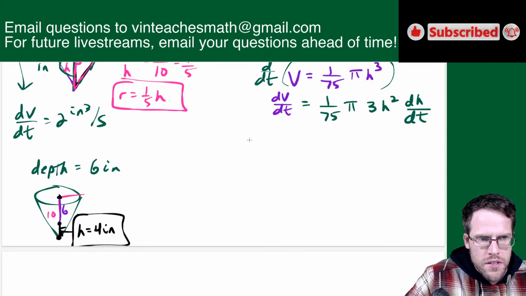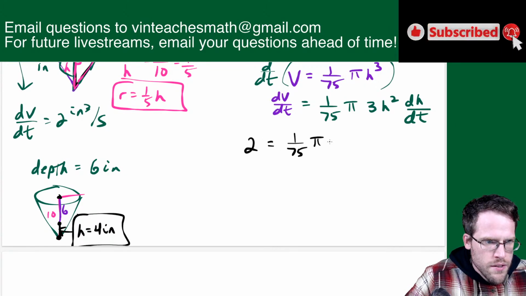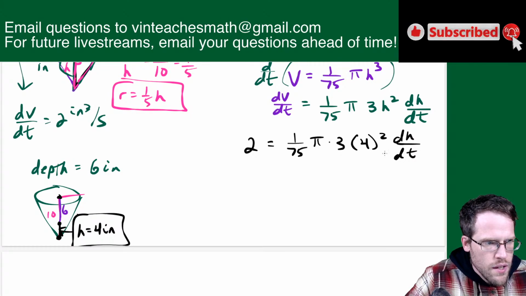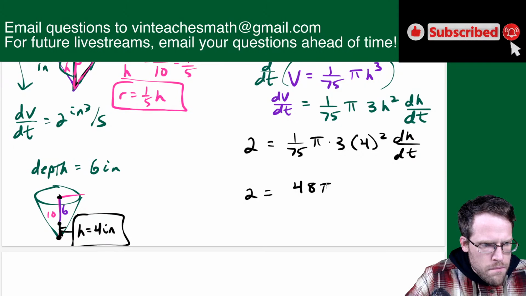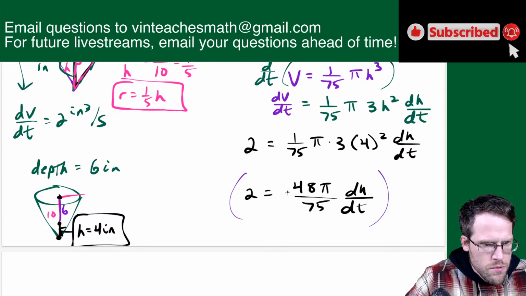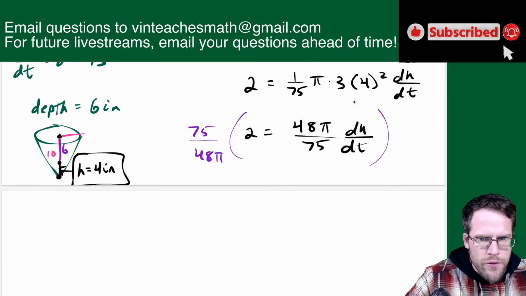But now let's say we just go with height equals 4 inches. We would have dv over dt is 2 equals 1 over 75, and I'll write the units at the end, pi times 3 h squared would be 4 squared, dh dt. And then from here, it's just a matter of solving. 16 times 3 is 48 pi over 75 dh dt. And then I would just multiply both sides by the reciprocal, so I would multiply by 75 over 48 pi. And dh dt, this is if h equals 4.